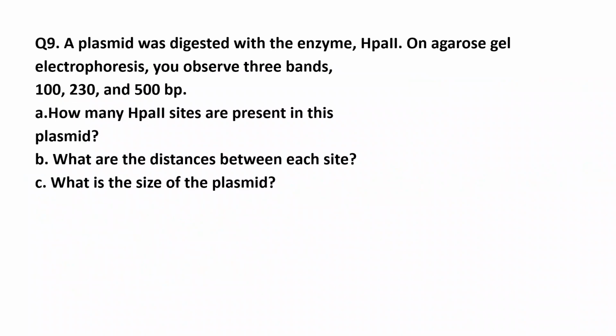A plasmid was digested with enzyme HpaII on agarose gel electrophoresis. You observe three bands: 100, 230 and 500 base pair. How many HpaII sites are present in this plasmid? What are the distances between each site? And what is the size of the plasmid?